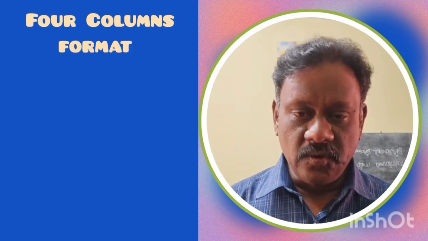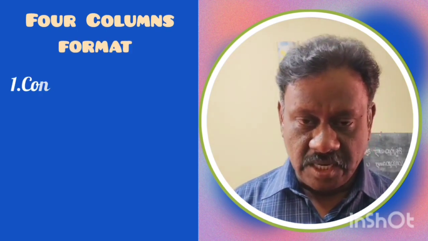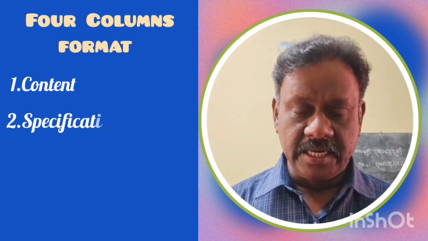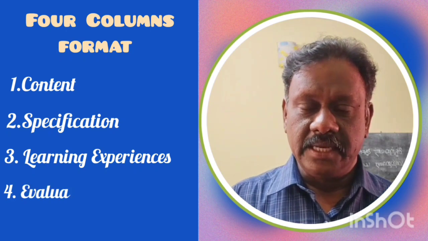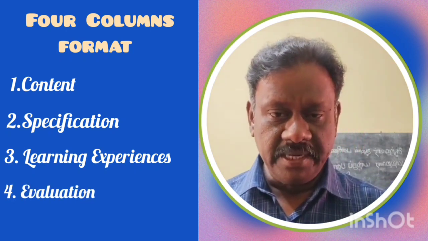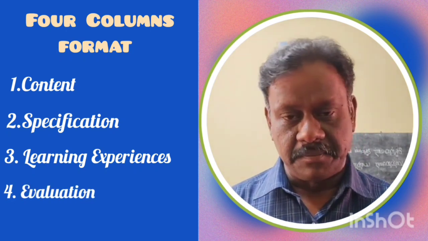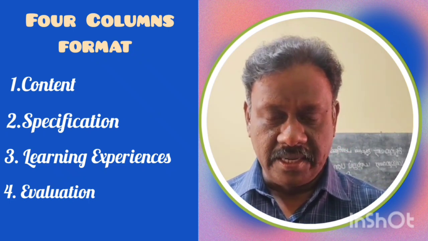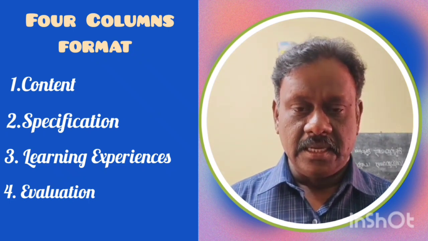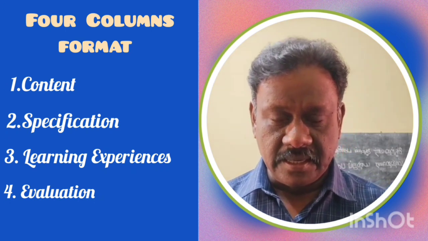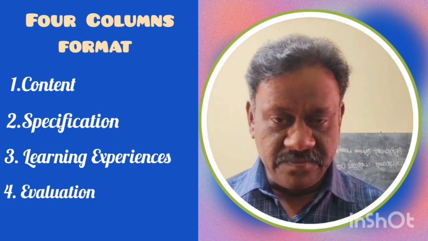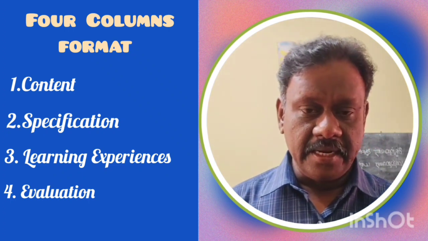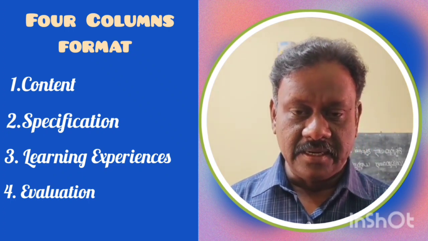Then next comes the 4-column format. The 4-column format is nothing but content, specification as the 2nd column, the 3rd column is learning experience, and the 4th column is evaluation. Now let me take one piece in the lesson plan. So I write Chola king. The early Cholas ruled the Kaveri Delta. So when I write this content, then naturally the specification will be student identifies Chola king Karikalan.